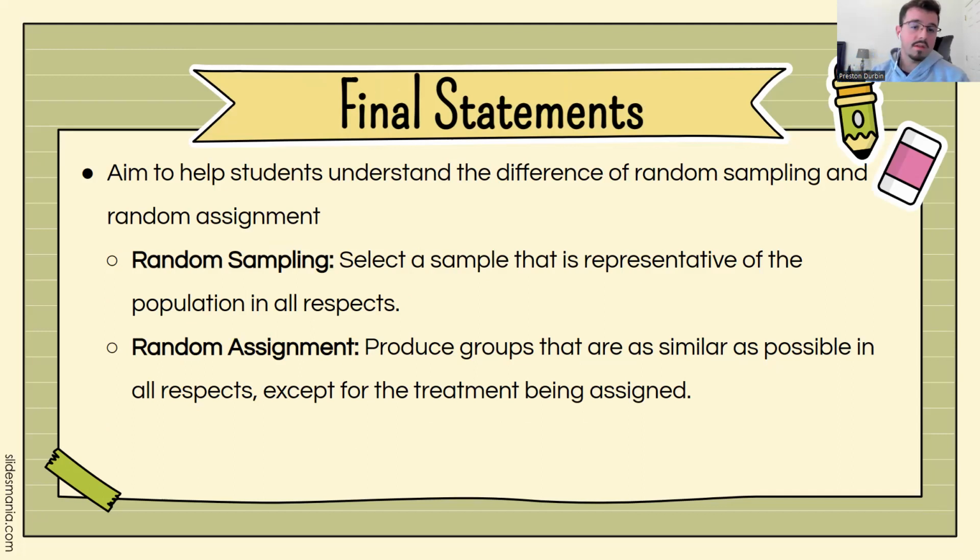But what students really need to understand is that the goal for random sampling is to select a sample that is representative of the population in all respects. And the goal for random assignment is to produce groups that are as similar as possible in all respects, except for the treatment being assigned.